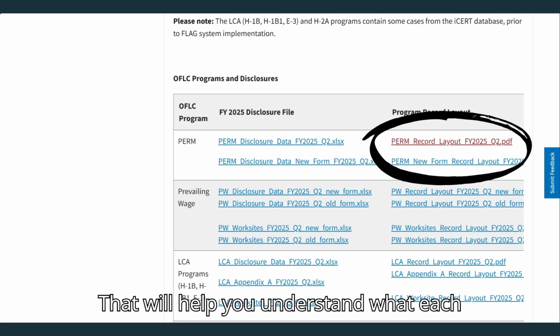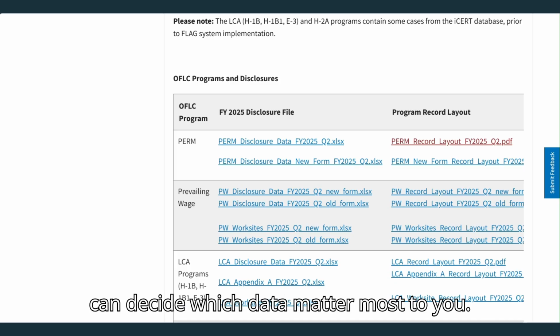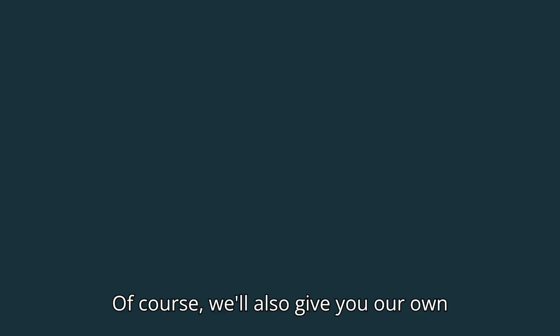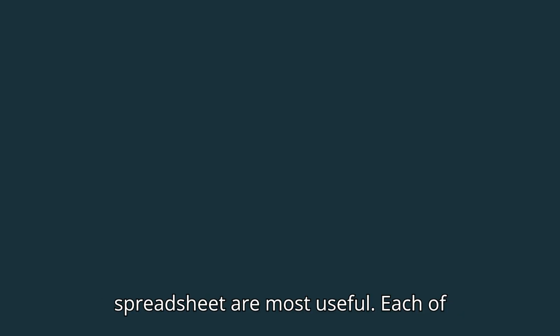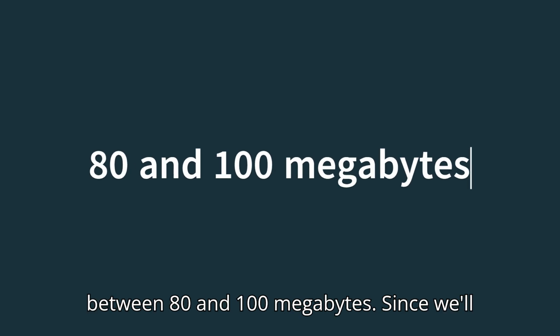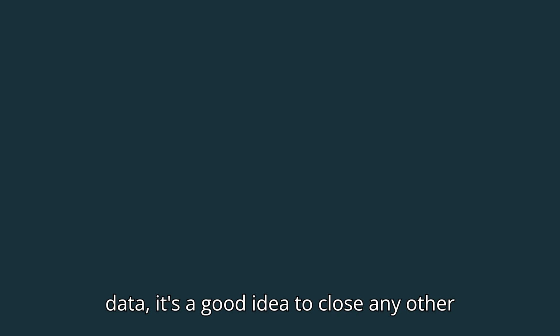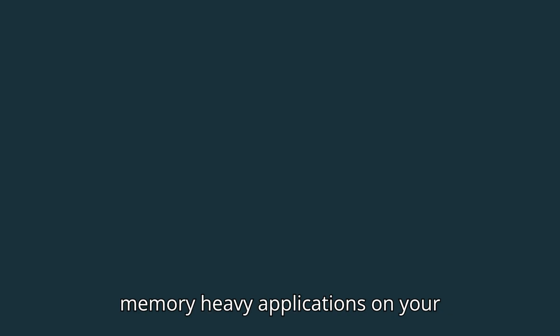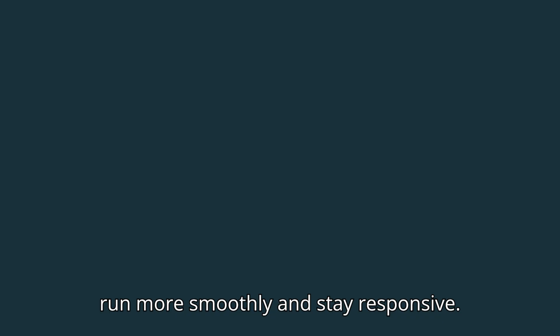That will help you understand what each column in the spreadsheet means, so you can decide which data matter most to you. Of course, we'll also give you our own recommendations on which fields in the spreadsheet are most useful. Each of these files is fairly large, typically between 80 and 100 megabytes. Since we'll be working with and manipulating the data, it's a good idea to close any other memory-heavy applications on your computer. That'll help the spreadsheet run more smoothly and stay responsive.